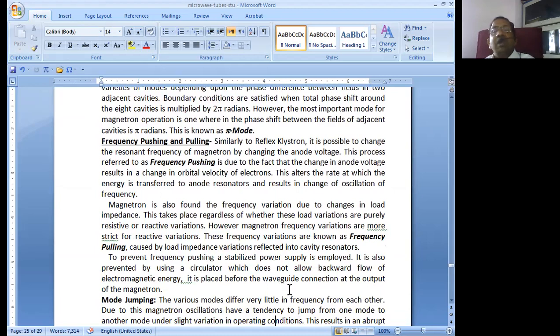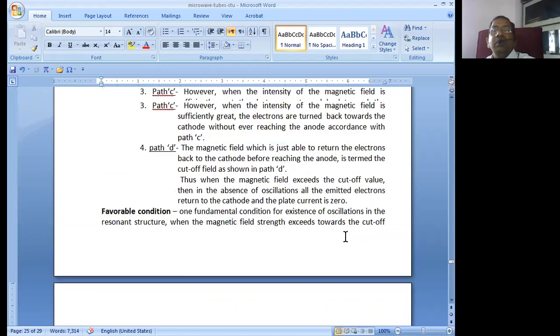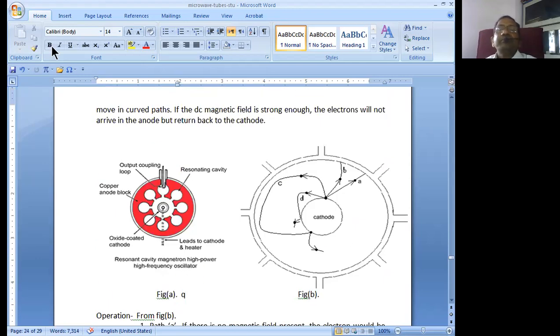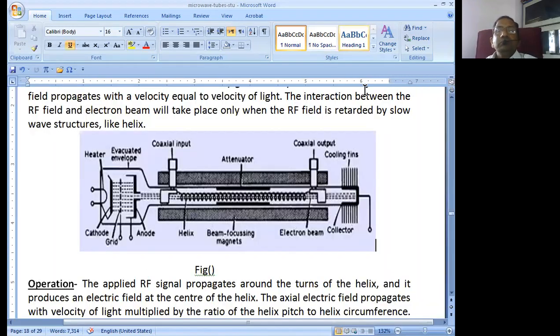Operating conditions means the anode voltage and the load impedance. If they change, obviously mode jumping is also going to take place. So we have to compulsorily stabilize these two in order to avoid mode jumping. So these are the various concepts involved in the magnetron.